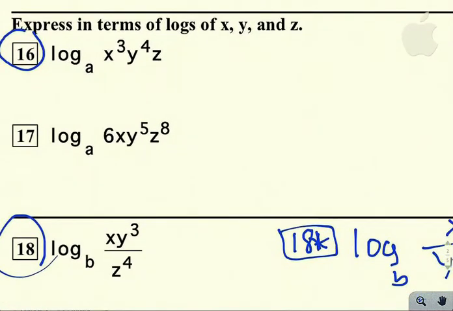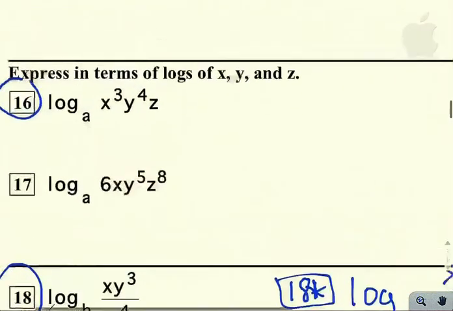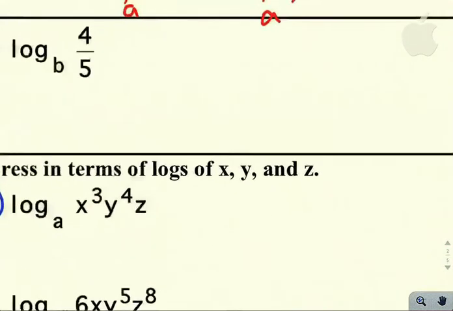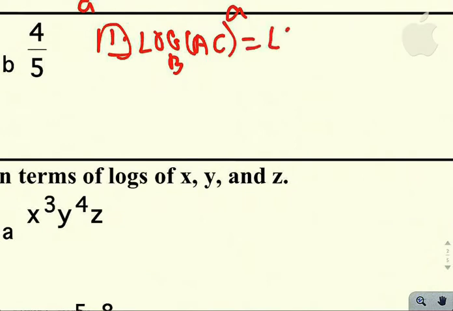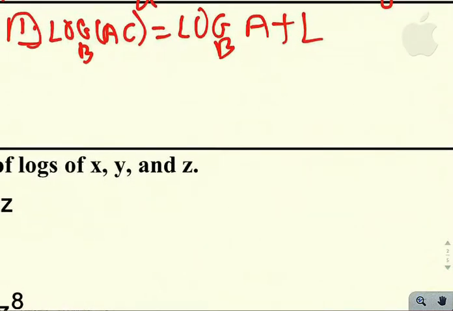Now remember, we have three log laws. Do you remember what they are? I think it'd be a good idea to review them right here. Law 1: log to the base b of ac is log to the base b of a plus log to the base b of c.